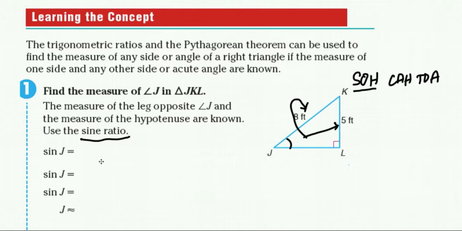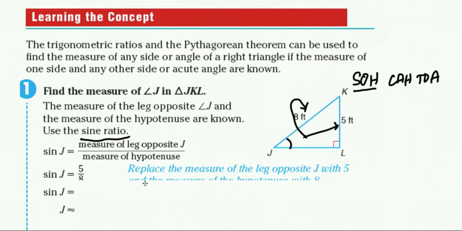Okay? So from there, sine J is equal to the measure of the opposite side J and the measure of the hypotenuse. Continuing this, we now have 5 over 8. Before we do that, 5 over 8 as a decimal is 0.625. Therefore, J is 38.7 degrees. Now, how did we get 38.7 degrees?